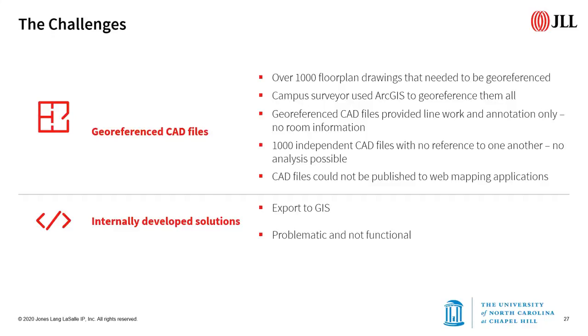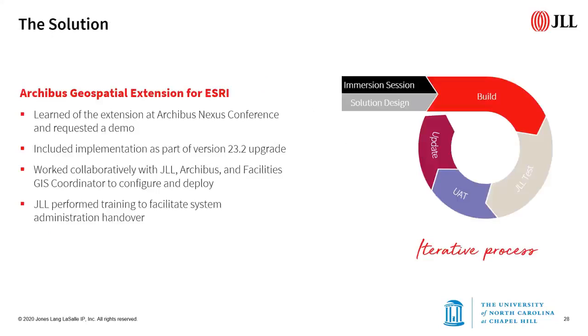These georeferenced files overlaid, and that was a great first step, but that just provided line work and annotation. And so we still didn't have the room information such as room type or department. And these files were separate files, so there was no reference to one another, and so no analysis was possible. And lastly, these CAD files couldn't be published to our existing web mapping applications that field crews and desktop users were already utilizing. So we started to think about how we could use Esri tools to export to GIS. And we configured a tool, but found it wouldn't reliably run through all those 1,000 drawings. So we were left needing more.